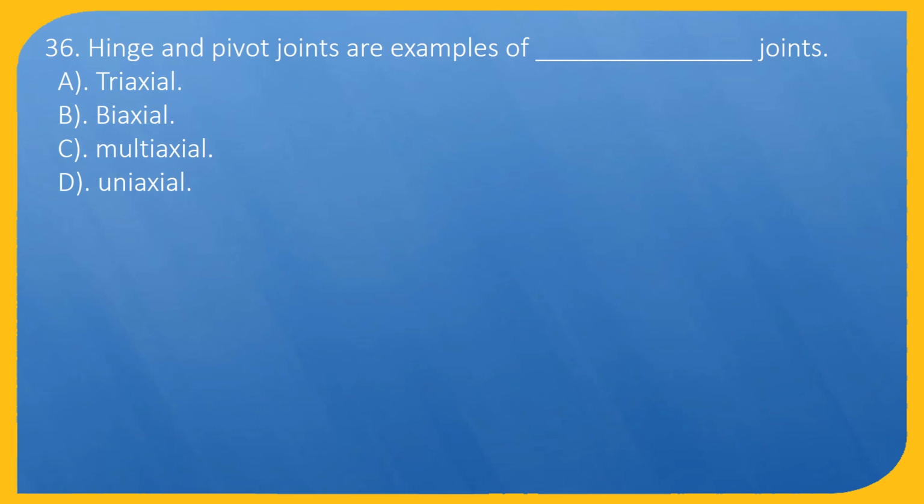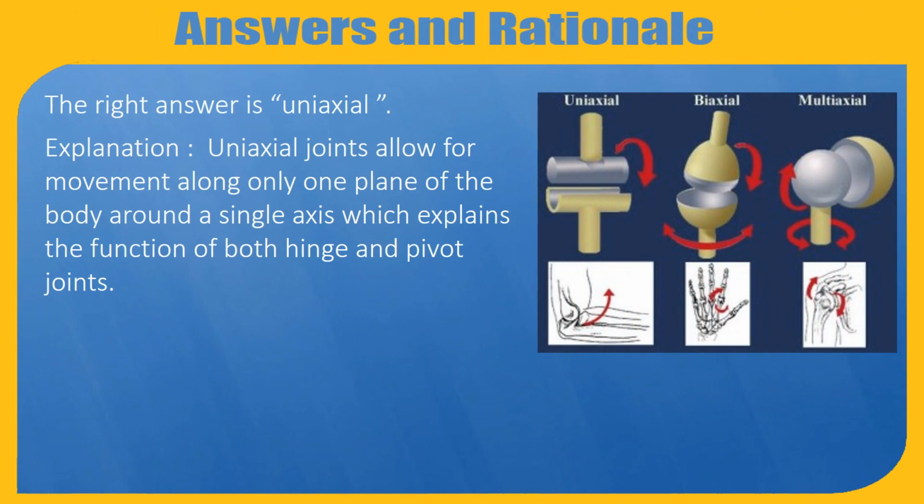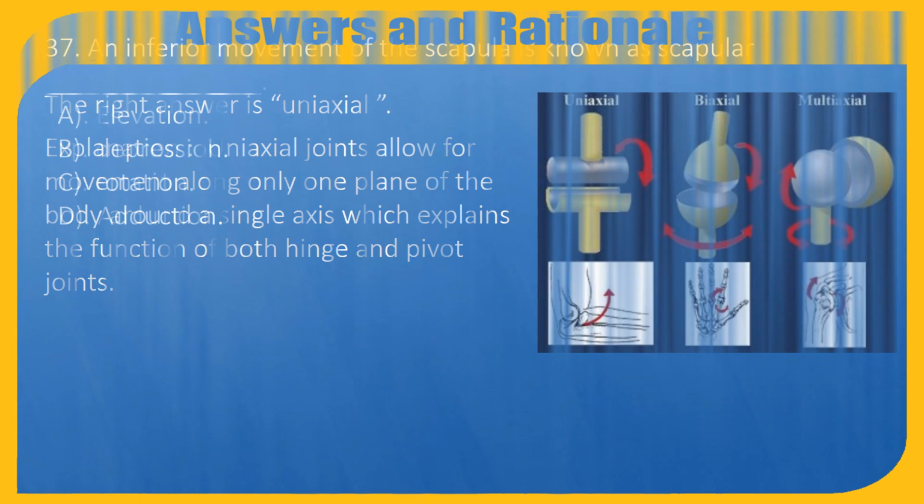Question 36. Hinge and pivot joints are examples of underscore joints. A. Triaxial. B. Biaxial. C. Multiaxial. D. Uniaxial. The right answer is uniaxial. Explanation: uniaxial joints allow for movement along only one plane of the body around a single axis, which explains the function of both hinge and pivot joints.